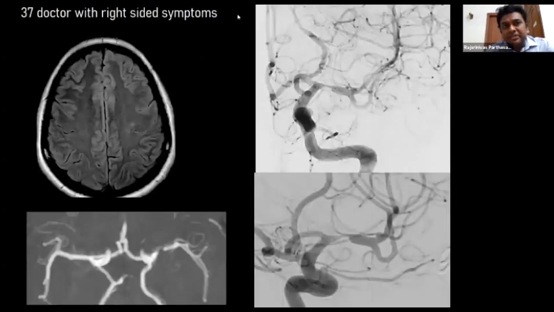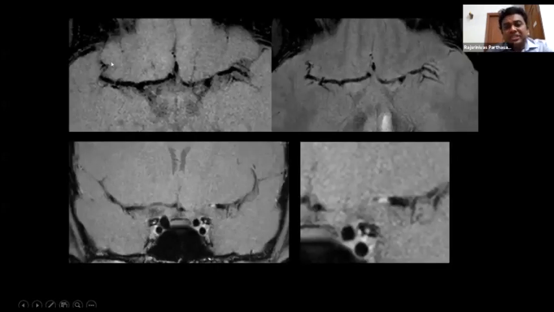Now coming to a second patient, a 37-year-old doctor with right-sided symptoms, you see the FLAIR hyperintensity is there. On the angiographic imaging, you see this tight narrowing in the middle cerebral artery. This is the plaque imaging. So this is a T1 axial image. You see there is a plaque, which is eccentrically involved thickening. This is the T2 imaging, which again shows an eccentric thickening of the wall. And on enhancement, you see a focal eccentric grade 1 to grade 2 enhancement, which goes for a diagnosis of atherosclerosis, because eccentric and avid grade 1 to grade 2 enhancement and thickening of the wall, all of these go for atherosclerosis.